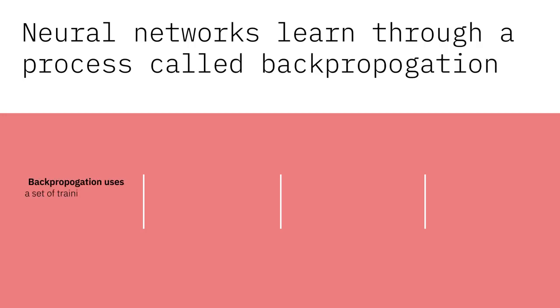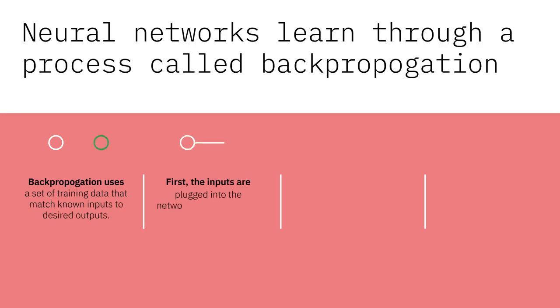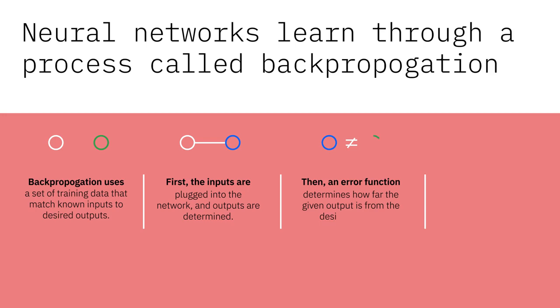Backpropagation uses a set of training data that match known inputs to desired outputs. First, the inputs are plugged into the network and outputs are determined. Then, an error function determines how far the given output is from the desired output. Finally, adjustments are made in order to reduce errors.